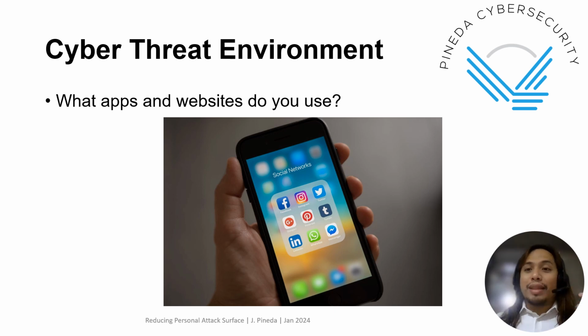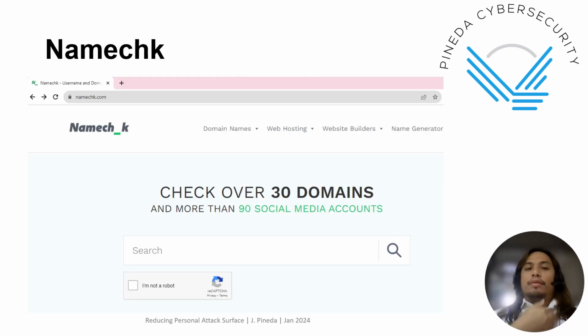One of the tools that you may use to determine your cyber threat environment is an online tool called Namechk. You go to namechk.com. It's a free online tool that you can use to check different web applications and websites. The way to use it is you input your email address. You can start with personal email number one, then number two, number three.